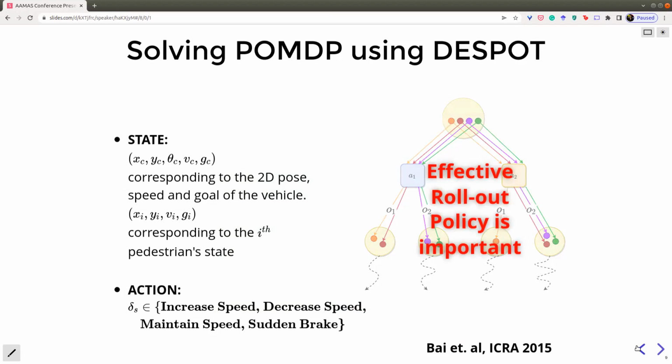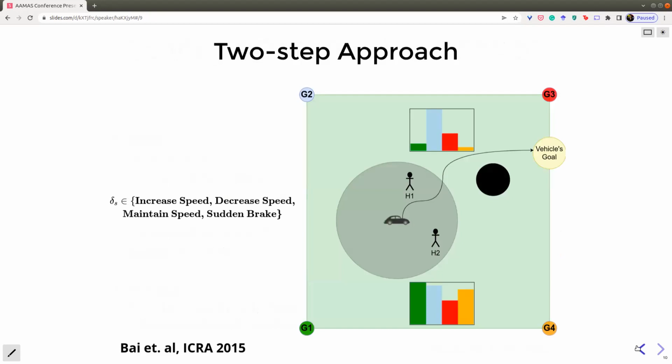The DESPOT algorithm is typically used to solve the navigation POMDP since it can handle continuous state space and large observation spaces. DESPOT builds its tree incrementally by performing a heuristic search guided by a lower bound and an upper bound on the value at each belief node. According to the reward model for this POMDP, there is a positive reward when the vehicle reaches its goal and a negative reward when the vehicle is moving and gets near a pedestrian.